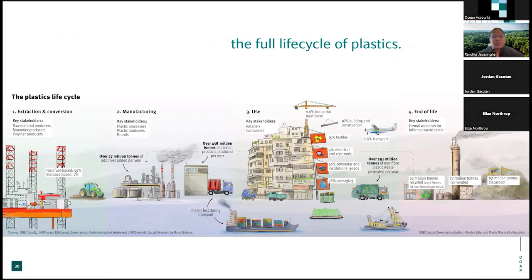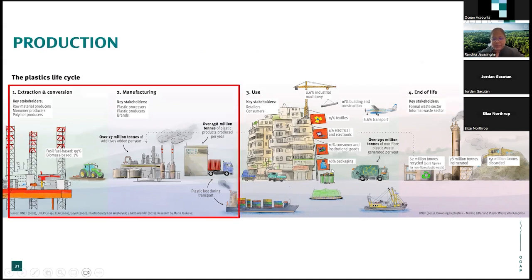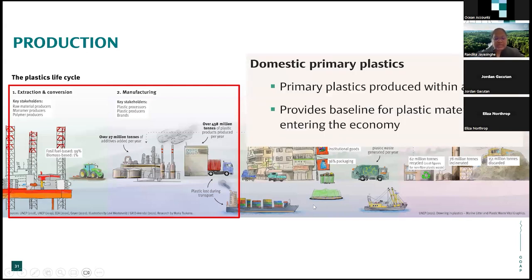I am now going to go through the plastic life cycle from the extraction and conversion of chemicals to plastic to production of products and the consumption all the way to the end of life when it becomes waste. So I'm going to use this plastic life cycle as a guidance to talk about the different data categories. So the first is production. In production, we are looking at domestic primary plastic, that is primary plastics produced within a country. And this could actually provide a baseline for plastic material entering the economy.